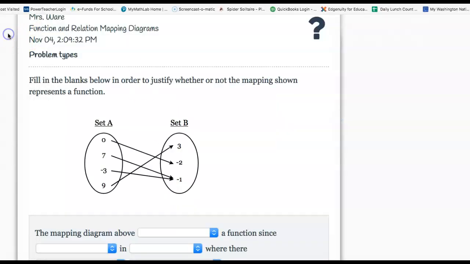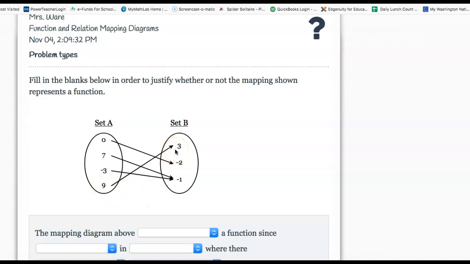So if we go back to this, this says that if I put 0 into the function box, I get -2 as an answer. If I put 7 in, I get -1 as an answer. If I put -3 in, I also get -1. And if I put 9 in, I get 3. So that is a mapping diagram of how you get from the input to the output.